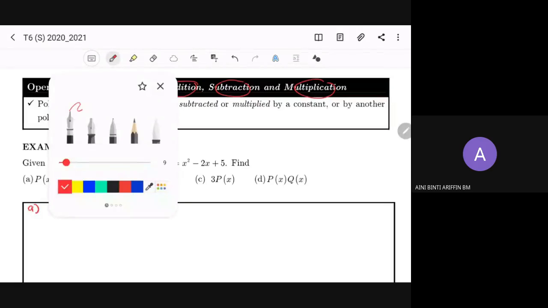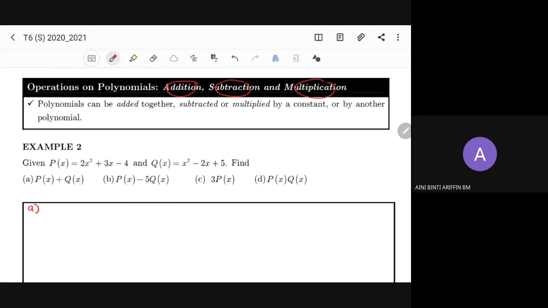Okay, part A. So we have px plus qx. So we write down 2x squared plus 3x minus 4 plus qx, x squared minus 2x plus 5. Okay, next. Kita akan kumpul yang sama degree.